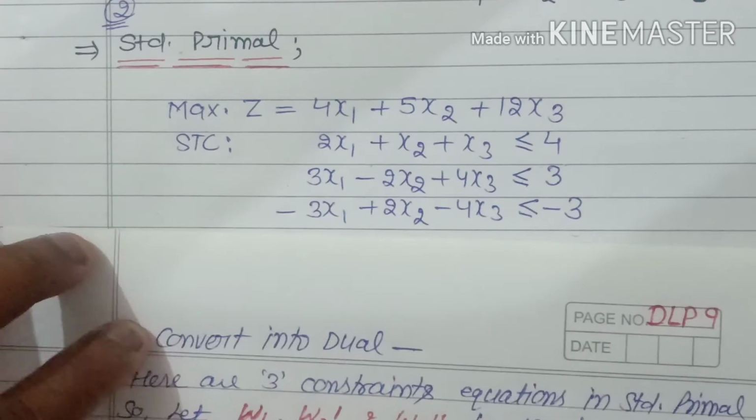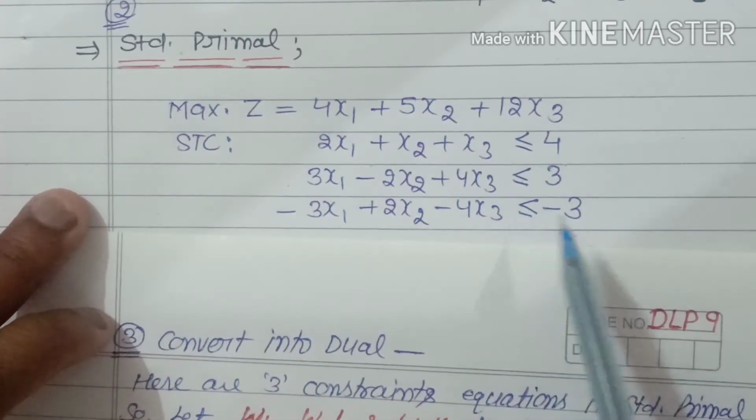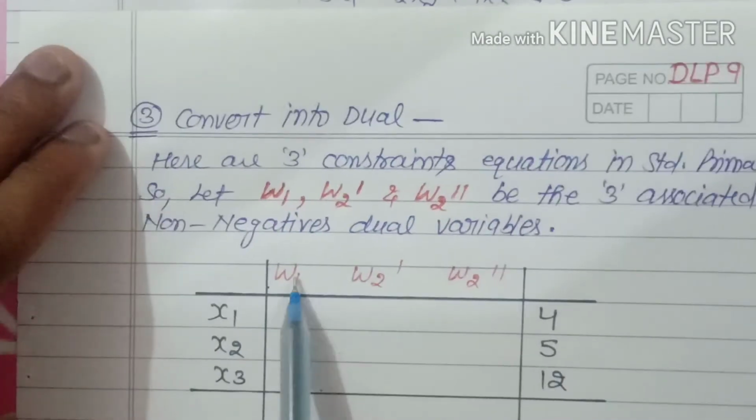Here you will see that there are three constraint equations. So we must use three variables, and these three associated variables are non-negative. Let us write these variables as w1, w2 dash and w2 double dash. So let us write them at the top of the table.